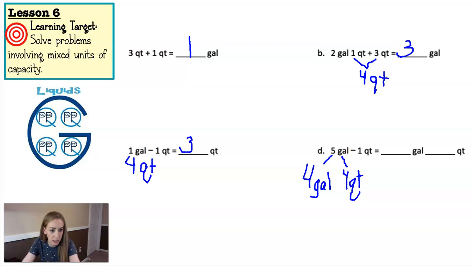Okay, so I still have 4 gallons left. Don't need to do anything with those. And then my 5th gallon, I switched out for 4 quarts. Now it makes it easy to subtract 1. So I have 4 quarts minus 1 quart. Okay, this one is the tricky one. So if this step is helpful, go ahead and do that on some scratch paper while you're doing your work.